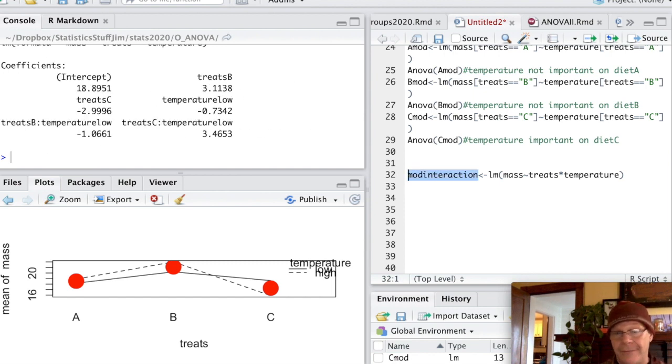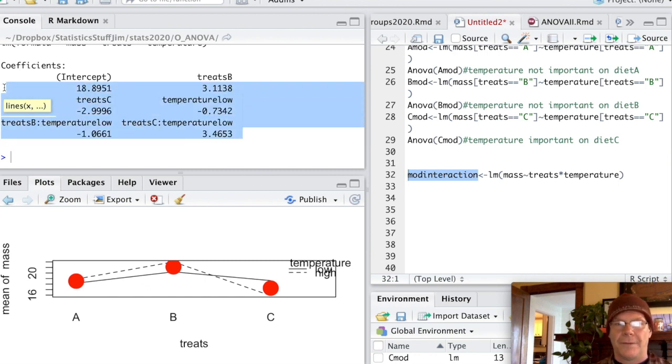We still have a model that has parameters. Those parameters are going to do a good job, hopefully, at helping us determine what the predicted value is for each of those different treatment combinations, right? And there are 6 different combinations. So this model will predict how much you weigh on diet A at a high temperature, diet A at a low temperature, diet B at a high temperature, diet B at a low temperature, and so on, all 6 different possible combinations. And so let's remind ourselves how we can use these coefficients.